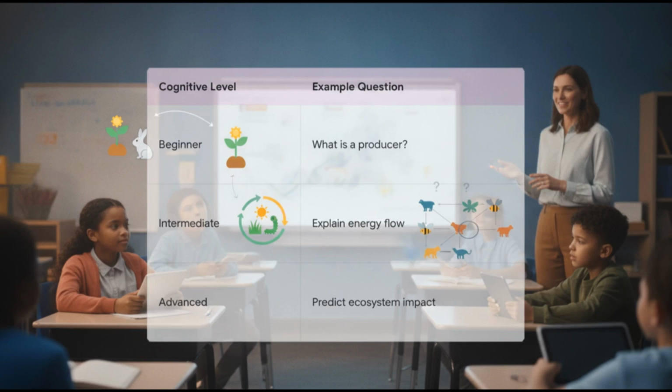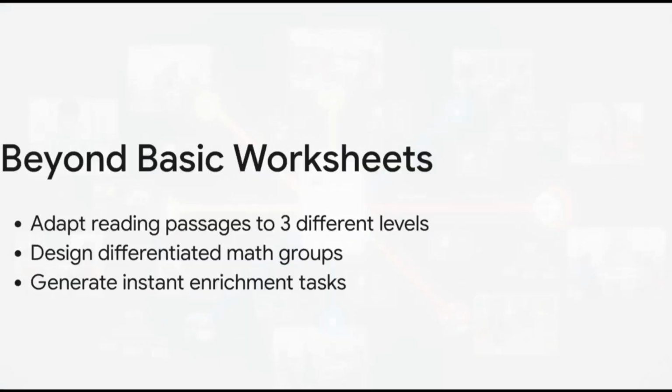That takes understanding connections. And for your advanced learner, predict how removing one species would affect an entire ecosystem. That requires serious synthesis and critical thinking. The whole class remains focused on the exact same topic, but everyone's brain is working at its own optimal level of friction. And you know, the real magic here is that this goes way beyond just basic worksheets.